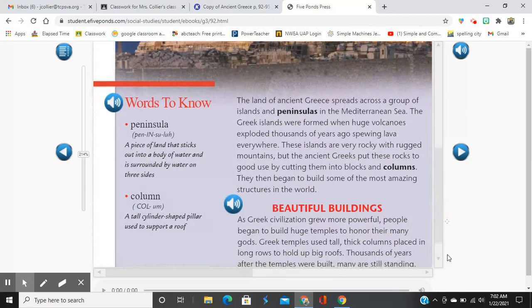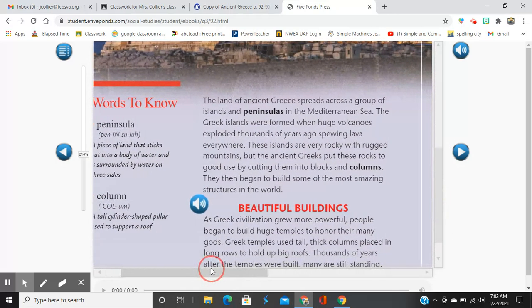Let's go ahead and start reading. It says, the land of ancient Greece spreads across a group of islands and peninsulas in the Mediterranean Sea. The Greek islands were formed when huge volcanoes exploded thousands of years ago, spewing lava everywhere. Now, that couple of sentences will answer a couple of questions on your paper, so I hope you paid close attention to that.